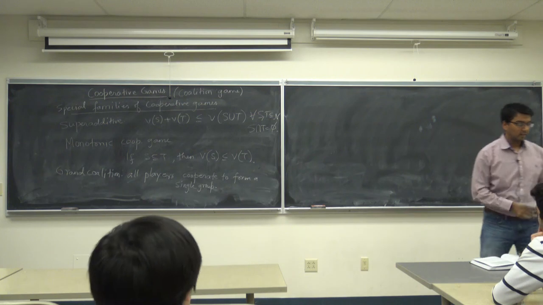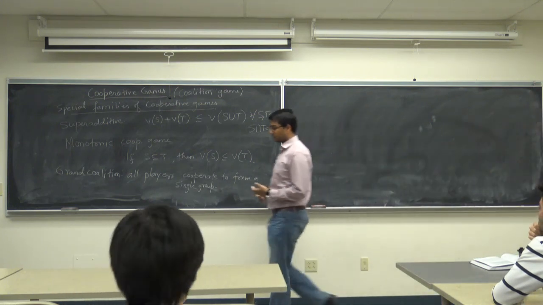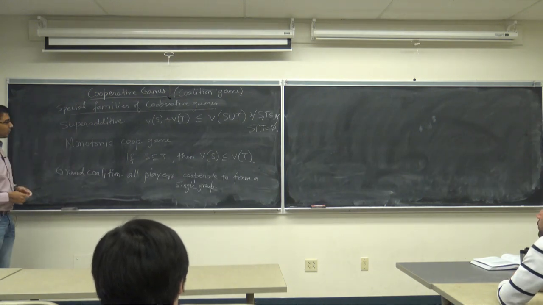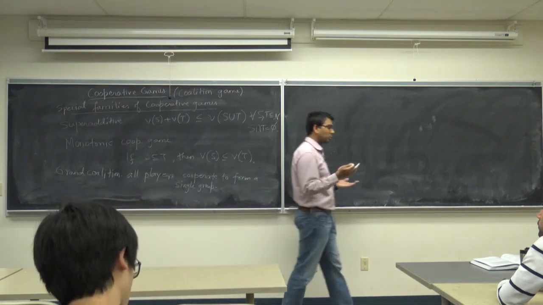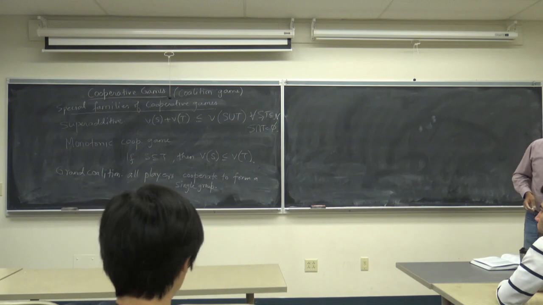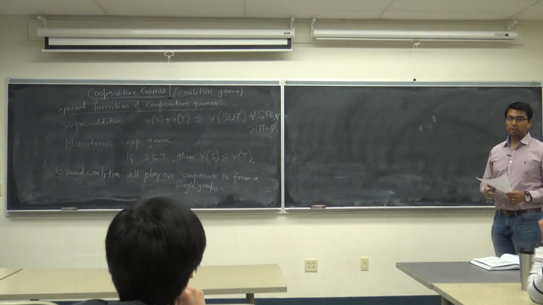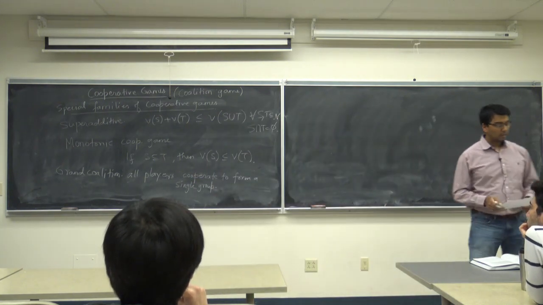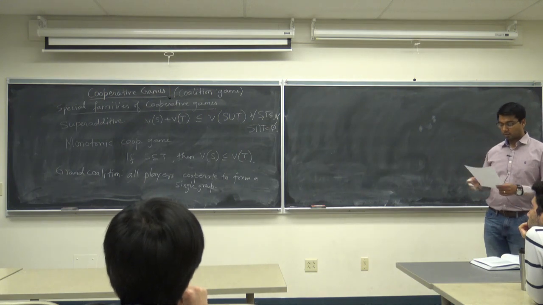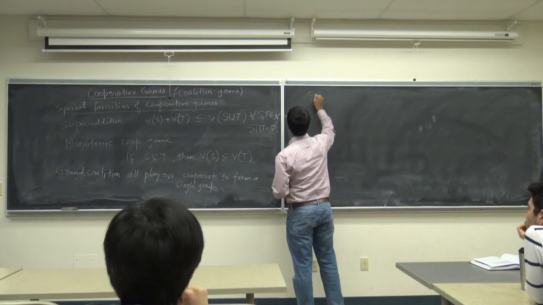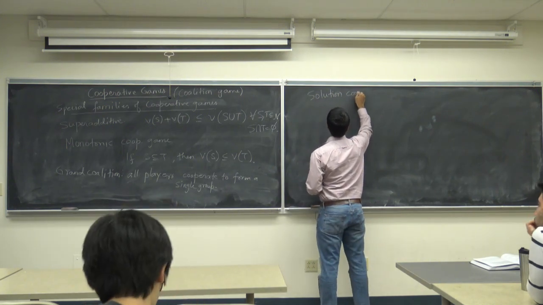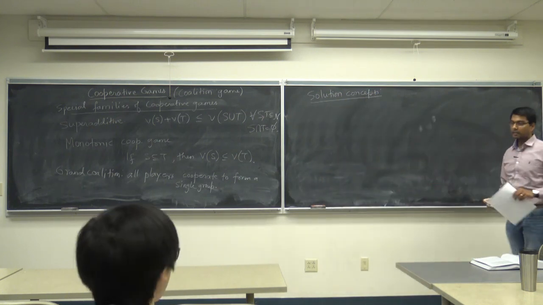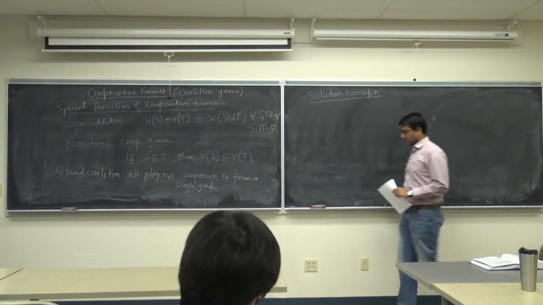Okay. So far we have given examples of cooperative games. We talked about some special families of cooperative games, and we talked about strategic equivalence among two different cooperative games. Now I want to jump on to solution concepts. Okay, so the solution concept is how much should each person receive if they join a coalition.